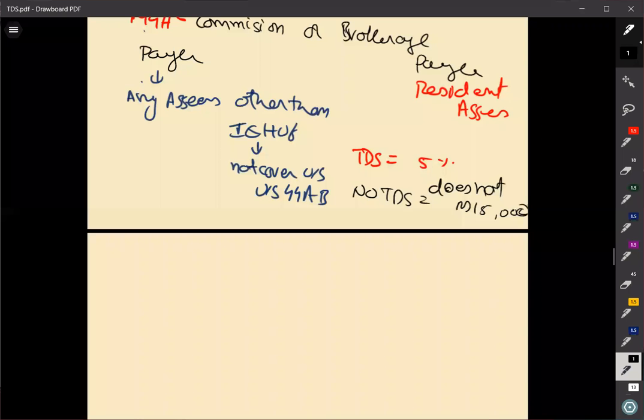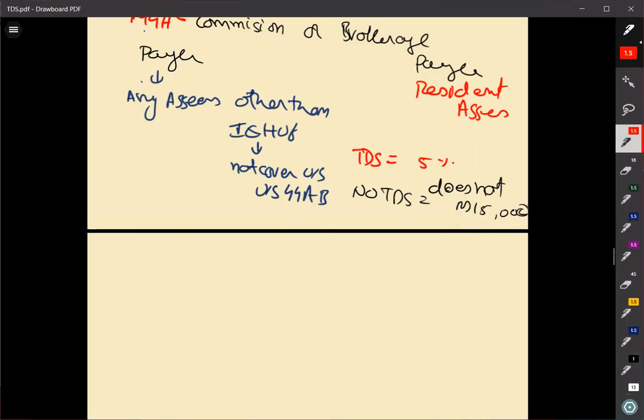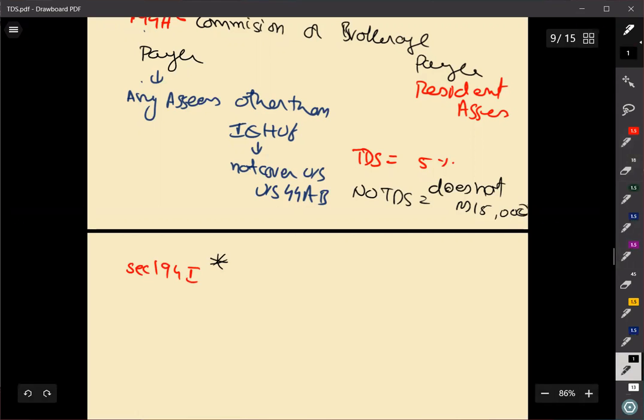Okay, the next section is 194I. Section 194I. Again, this is very important, because there is some sort of amendment in section 194I. So ultimately 194I is very, very important. Now let us see what is section 194I.